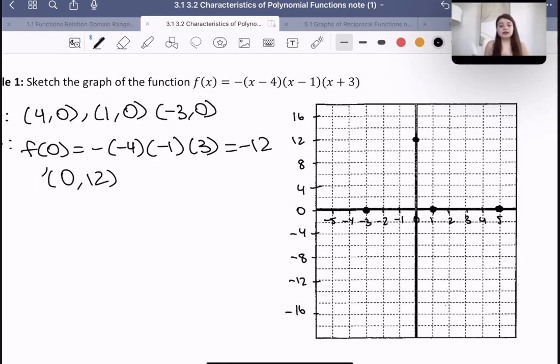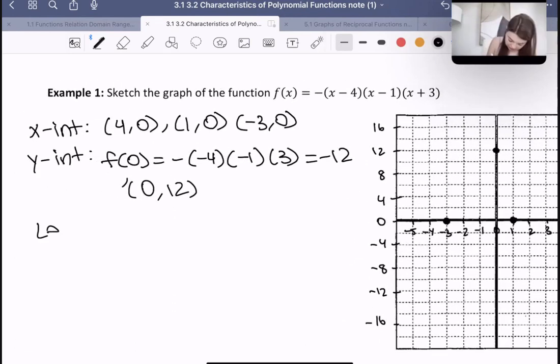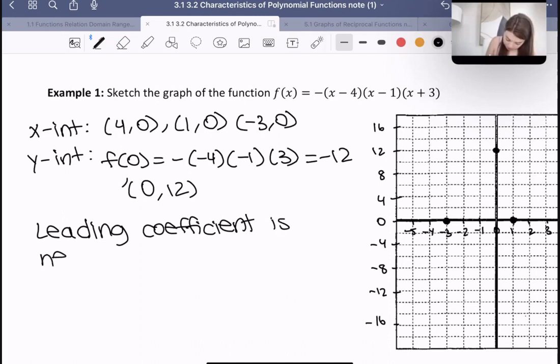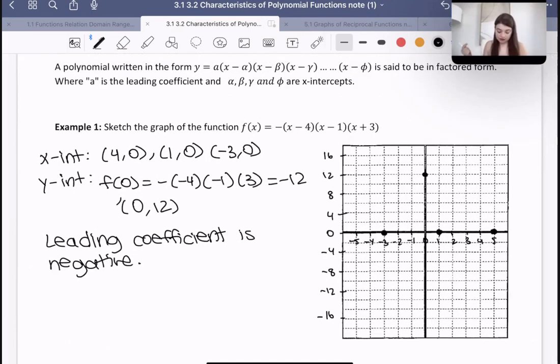Okay. So what's the leading coefficient? Well, the leading coefficient is negative 1, which means it is negative. So because our leading coefficient is negative, or less than 0, what do we know about that? We know that it follows the same pattern as a negative sloped line, right? Because this is an odd degree function. And so we know that as x approaches infinity, y approaches negative infinity.